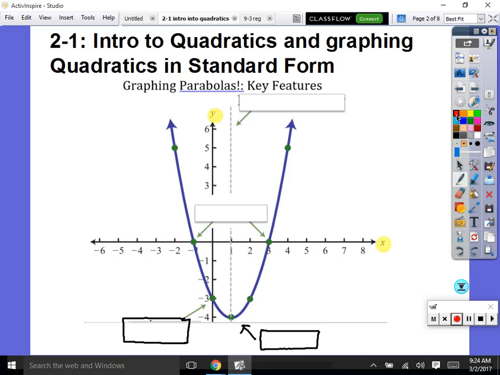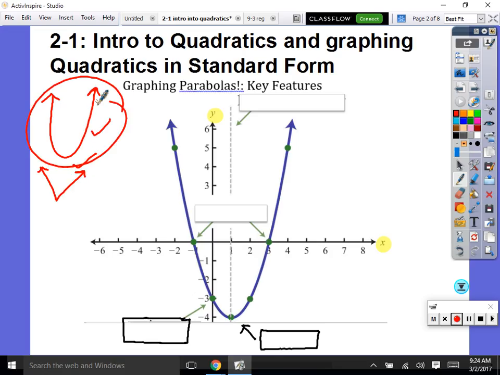So look, a parabola is a nice U shape. Really important that you understand. Quadratics have a nice and round U shape. You've got to make sure to draw it nice and round down here at the bottom because there's a difference between a U and a V. There are V graphs, there are U graphs. So we're dealing with quadratics, which are U graphs.